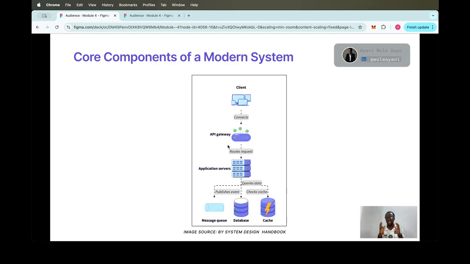Also, it acts as the load balancer. Right? What does this mean? We'll be discussing this at a later time. But it acts as a load balancer where it's able to route traffic to the least serving application.